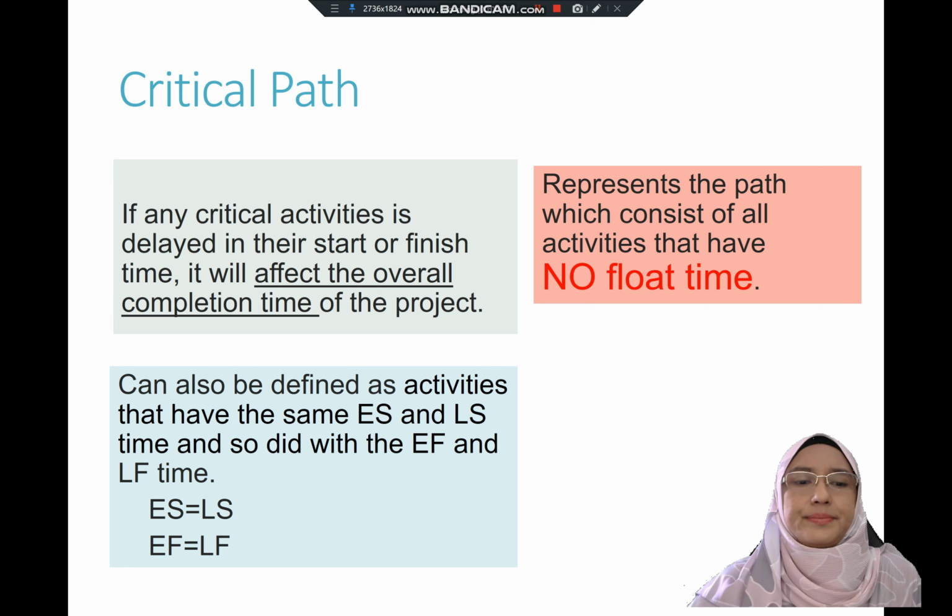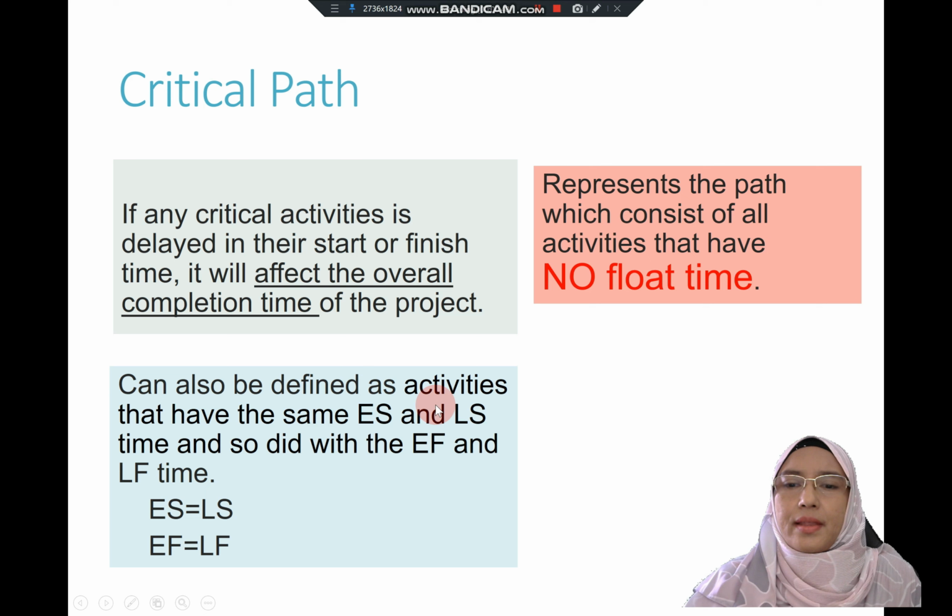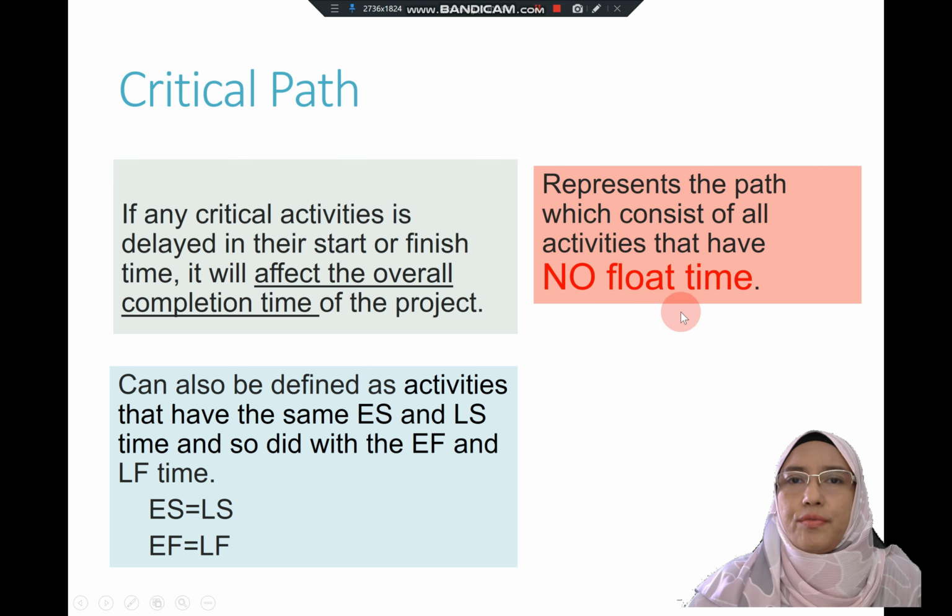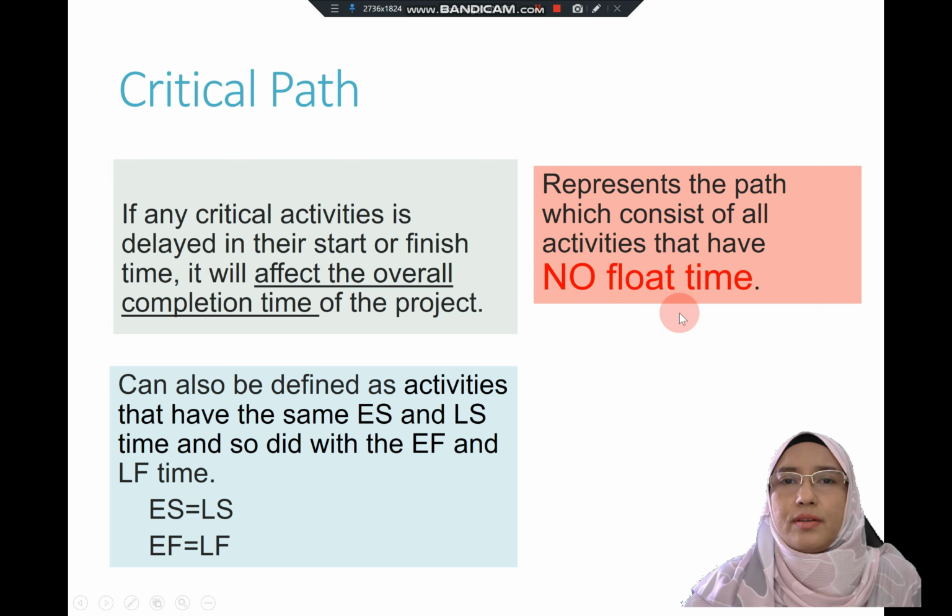And the critical path can also have the same early start, late start, and also early finish, late finish. It also represents the paths which consist of activities that have no float, which means zero duration. I'm going to explain this later in a later slide.